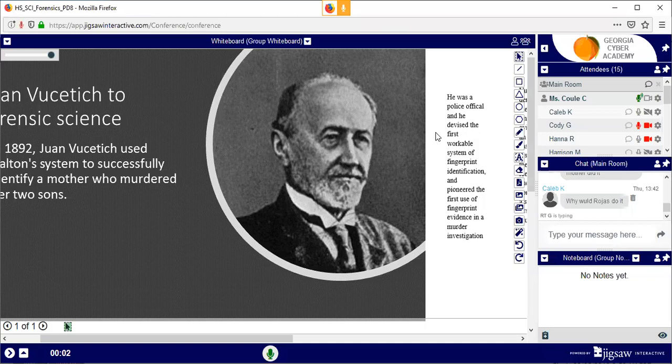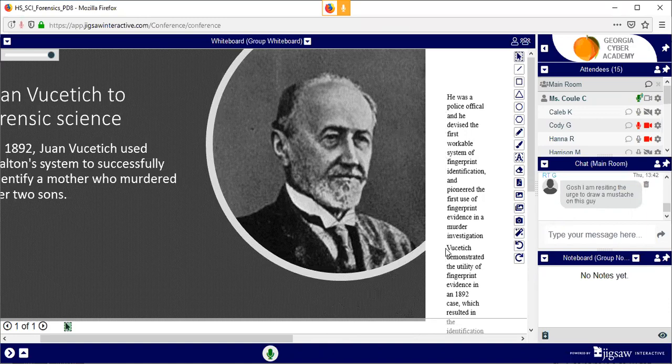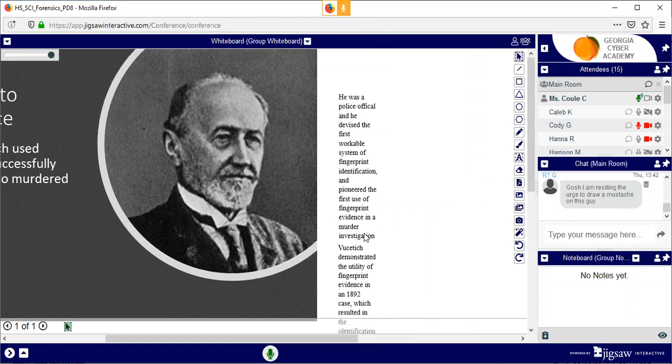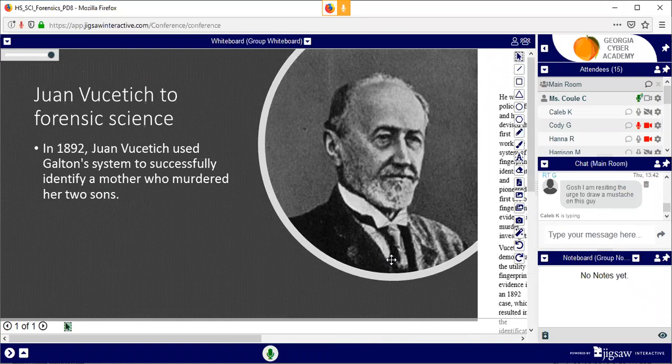Okay, so somebody told us he was a police official and he devised the first workable system of fingerprint identification, and pioneered the first use of fingerprint evidence in a murder investigation. He demonstrated the utility of fingerprint evidence in 1892, which resulted in the identification and conviction of a suspect for first degree murder. All right, good.